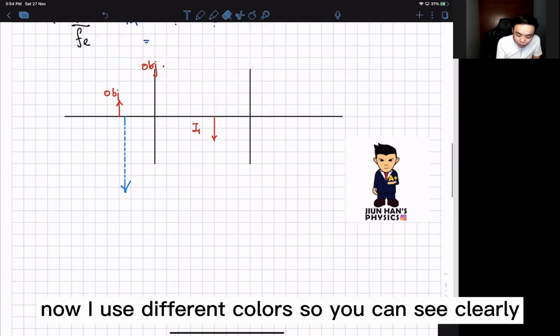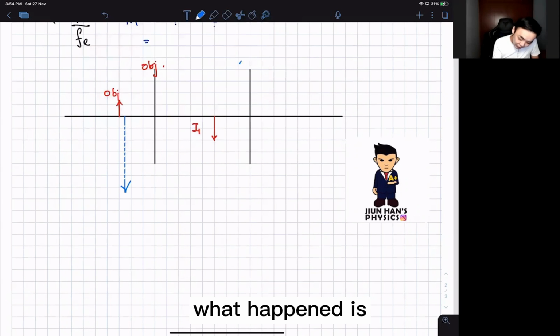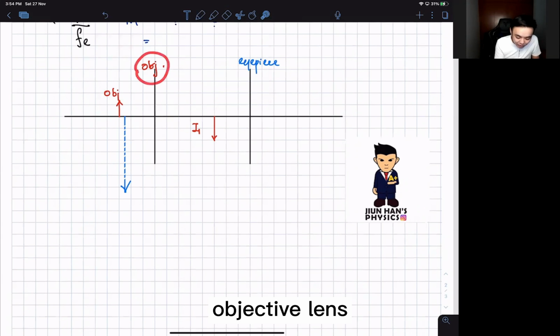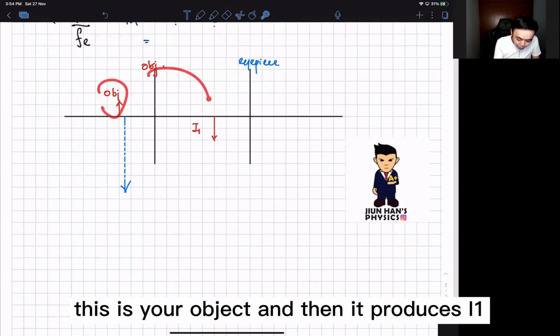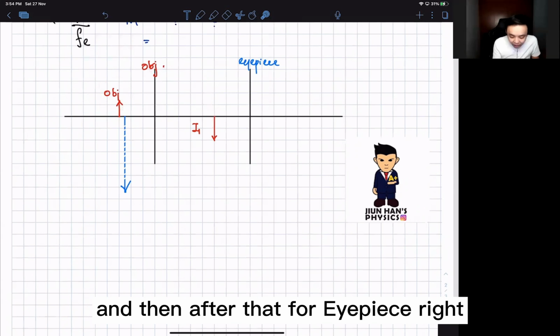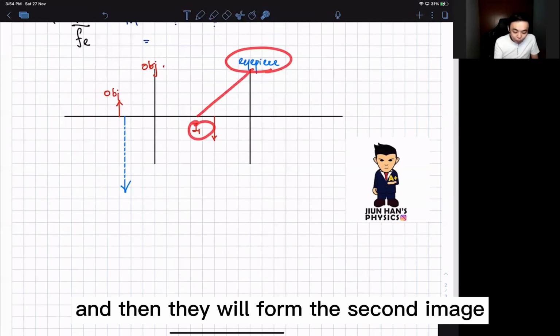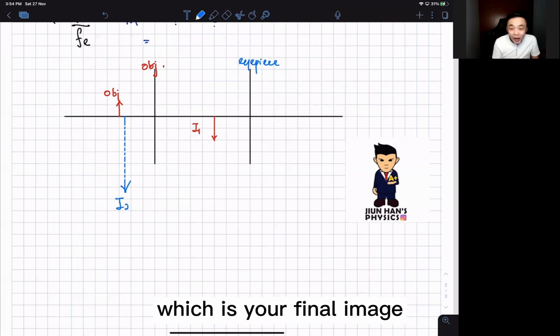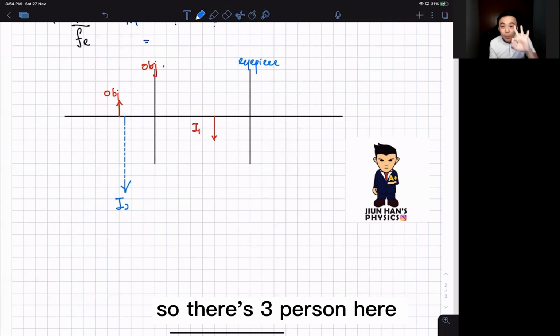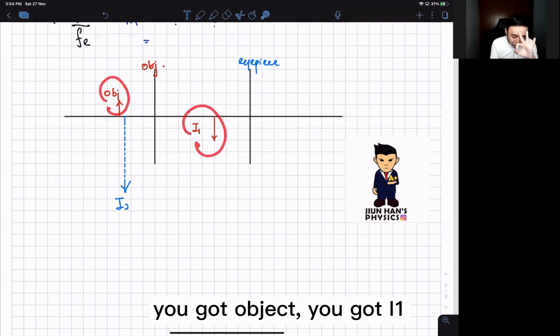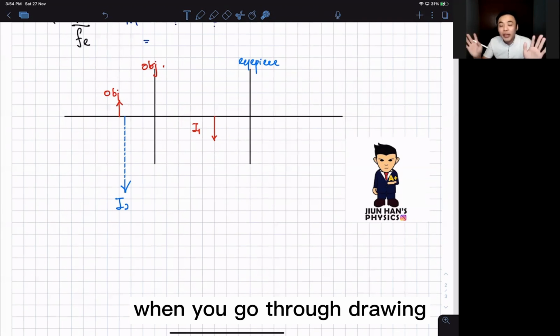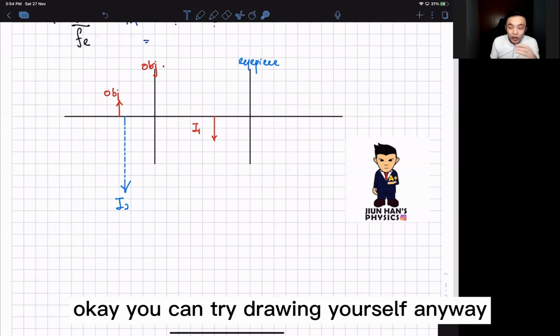Now I use different colors so you can see clearly. For the objective lens, this is your object, and it produces I1. Then for the eyepiece, you take I1 as your object, and they form the second image, which is your final image, I2. So there are three things here: you have the object, you have I1, you have I2. When we go through drawing, you'll understand what I say. You can try drawing yourself anyway.